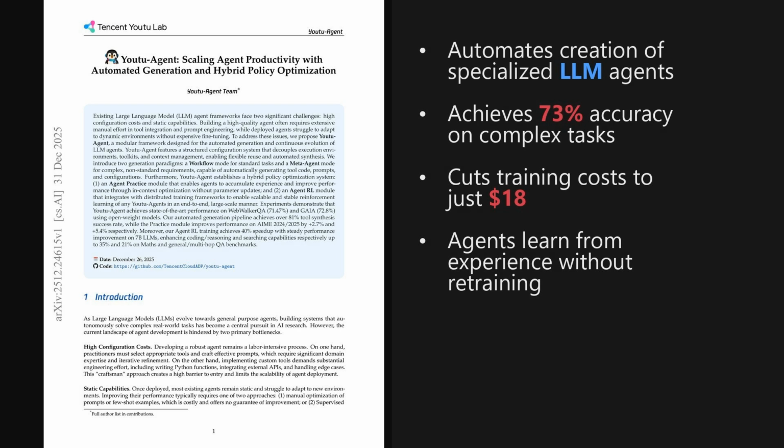Wrapping up, two key takeaways stand out. Youtu-Agent proves that open weight models can achieve state-of-the-art results through automated generation, and it drastically cuts costs using training-free optimization. Broadly, this signals a shift from manual agent crafting to scalable, self-evolving systems.